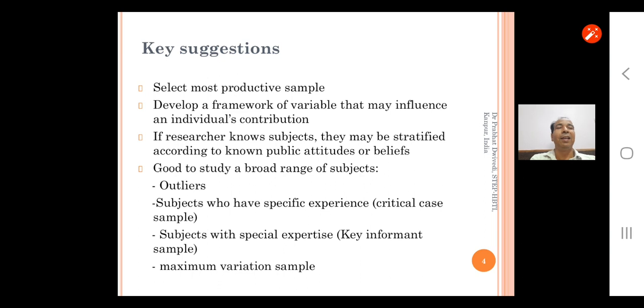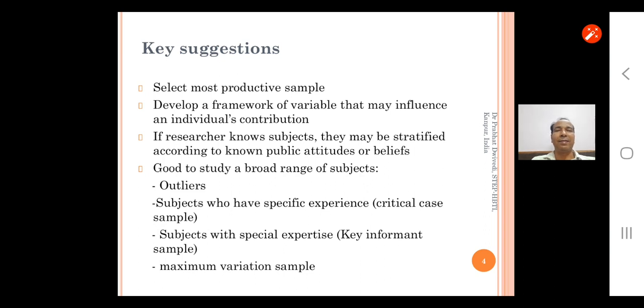Subject means often respondents. We have to have adequate knowledge about the respondents. Next suggestion is that if a broad range of subjects are available, we need not neglect them. We need not ignore them. In a broad range of subjects, there must be outliers. No doubt, there must be outliers. But we need to recognize them.